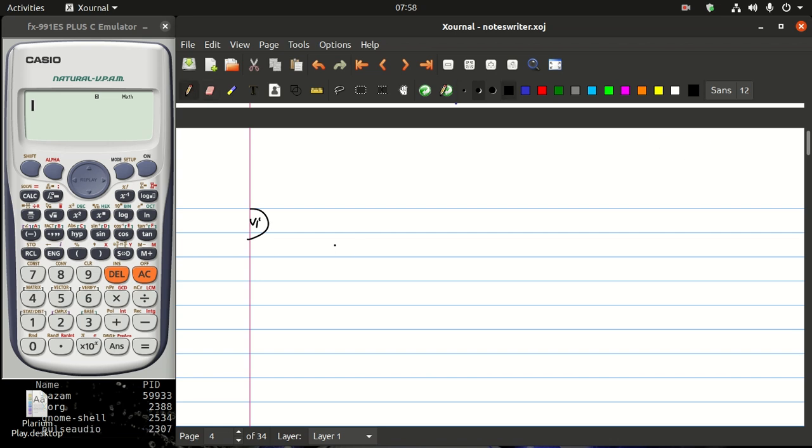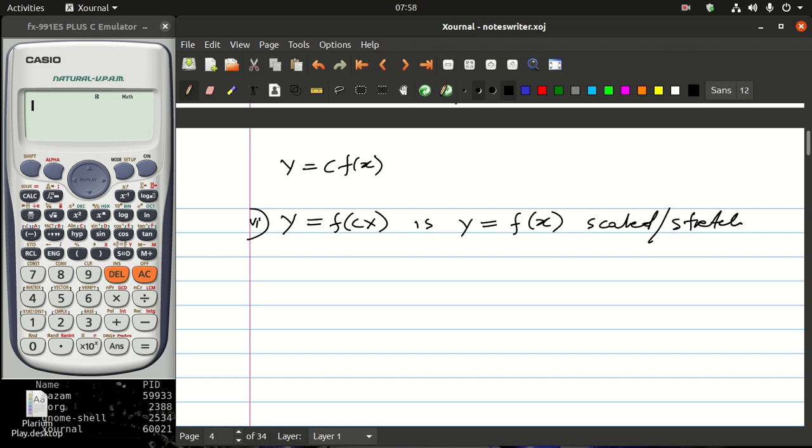And now we are trying to do the opposite here. You have your y is equal to f of cx. Last time we had y is equal to c times f of x. Now we have this. This one is y is equal to f of x, right? And this one is scaled or stretched horizontally by a factor of 1 over c.